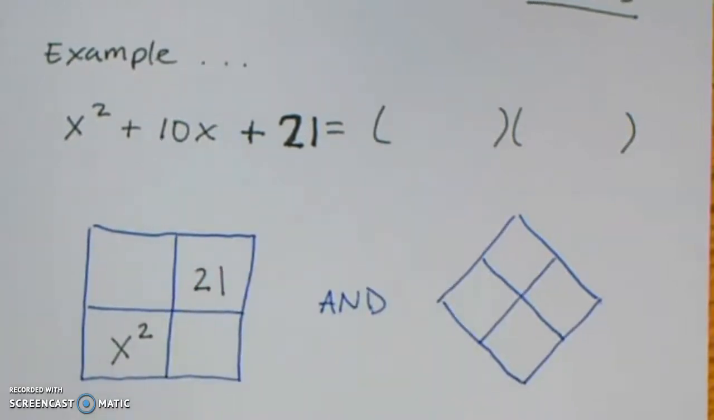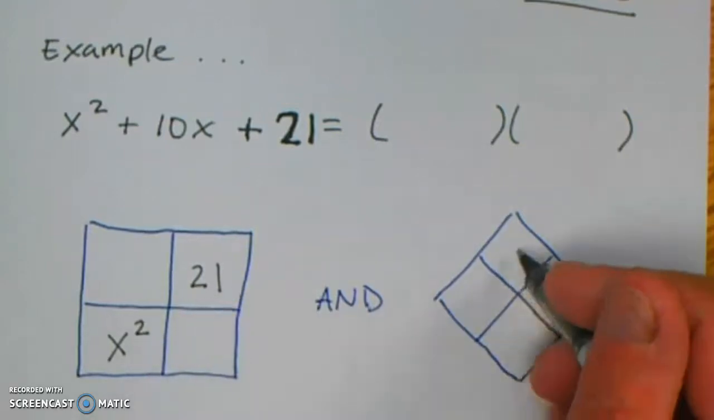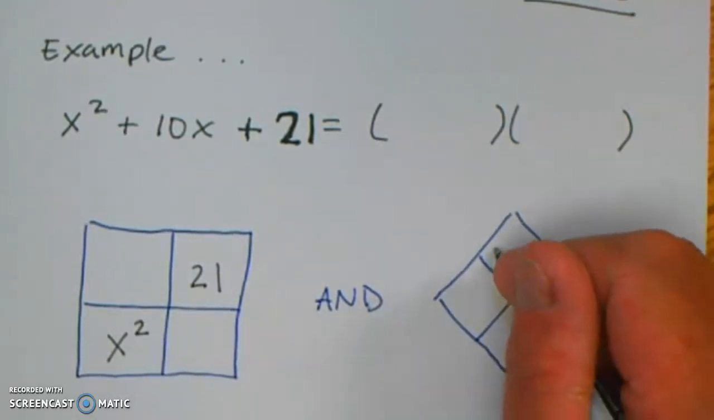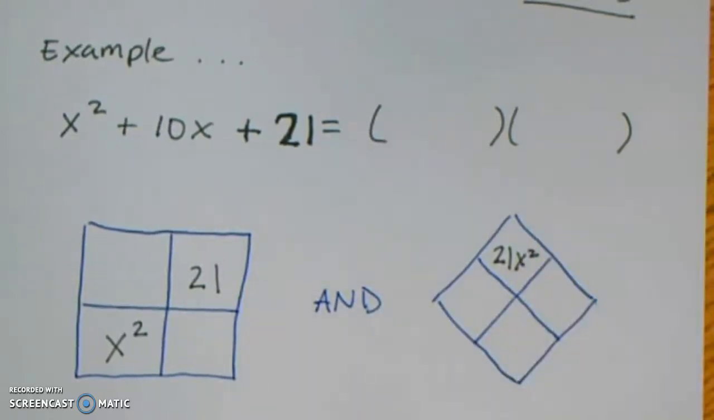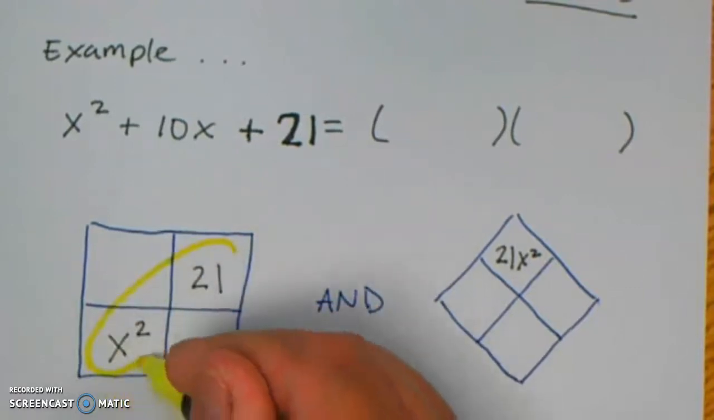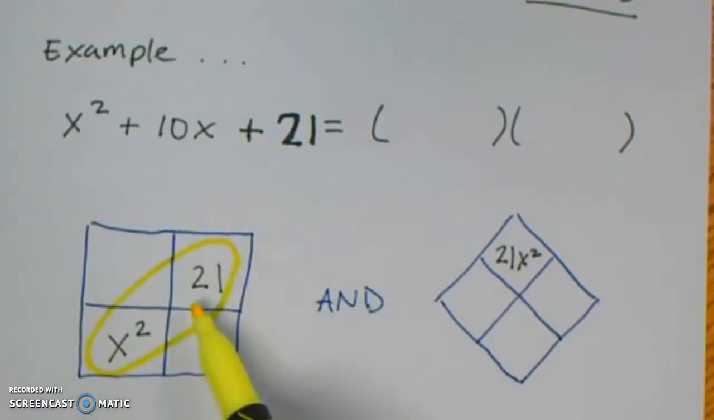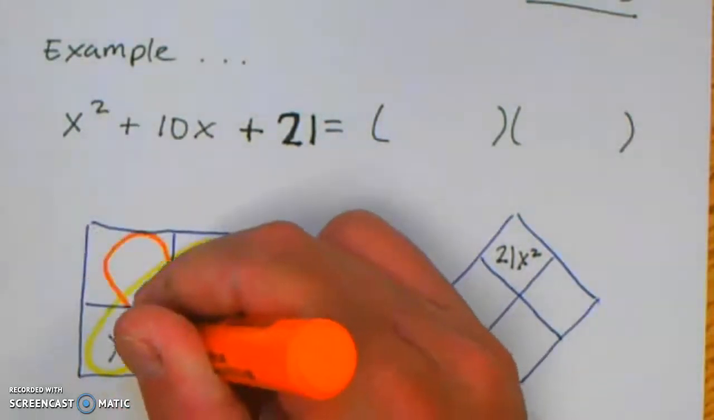All right, so that's how I'm going to start to fill out my generic rectangle. And now, because I filled out this diagonal here, I know that this top space in my diamond is going to need to be 21x squared. And where that came from is these two multiplied together. So the pattern I saw is that if I multiplied 21 and x squared together, it would be the same as these two missing numbers multiplied together. All right?